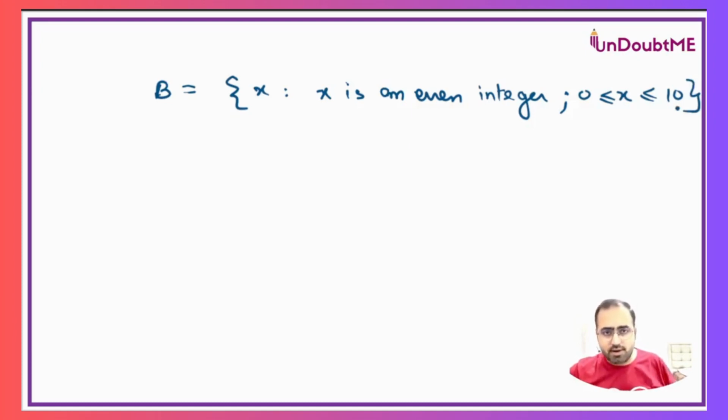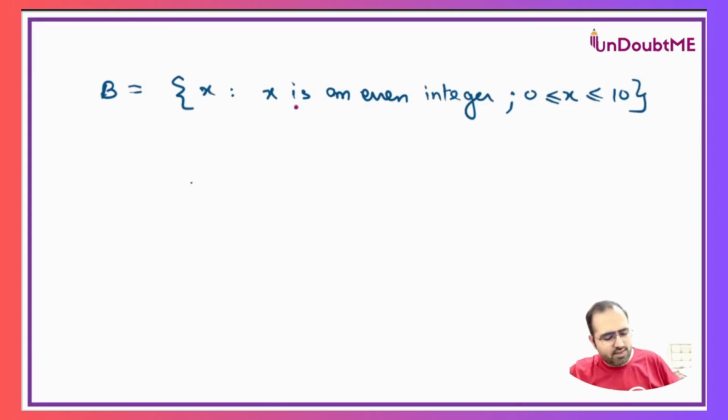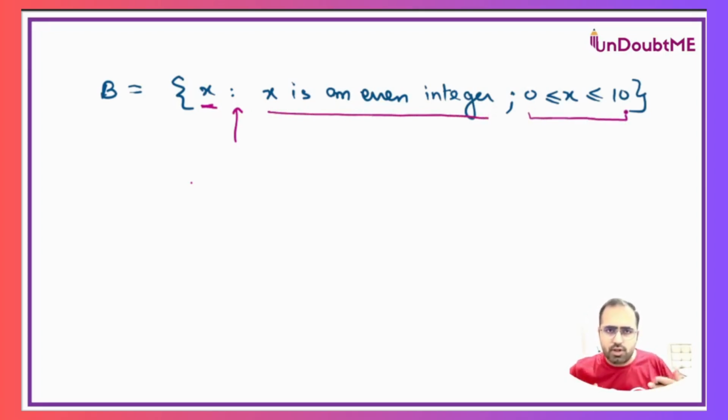Now just try to understand this condition carefully. I have said that there is a set B which contains x as an element, such that, this colon represents such that, x is an even integer. And this is a condition on x. So if I have given all these things, then it is very easy to think of what all elements this set may have. It can have 0 because the value of x starts from 0 and 0 is an even number. Then it will have 2, then 4, then 6, 8 and 10 will also be there.